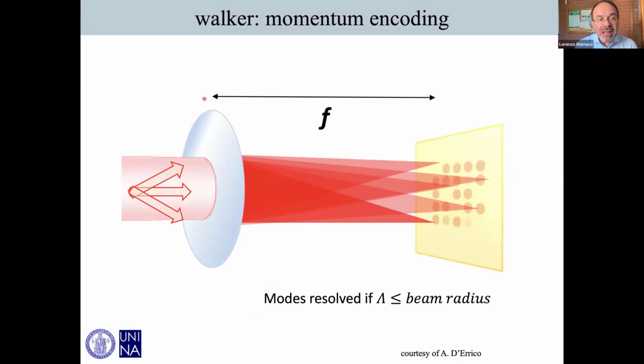Or if you want, you can use a lens that focuses at a given plane that corresponds to the far field transformation. In that case, if capital lambda is smaller than the beam radius, then all these components are resolved spatially, they separate, and you can eventually detect them separately. So this approach to encoding our discrete modes allows us a very convenient way of separating them when needed, while they are traveling all together in a single beam as long as you want to manipulate them all together.